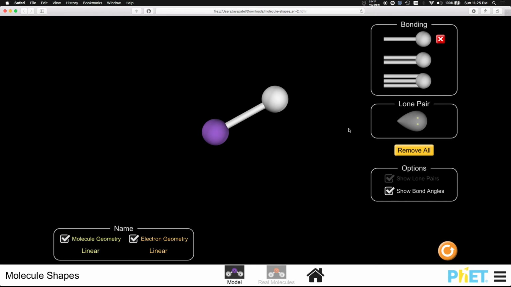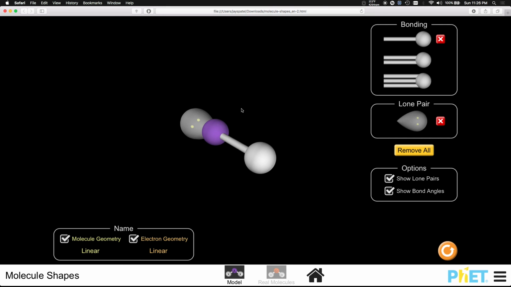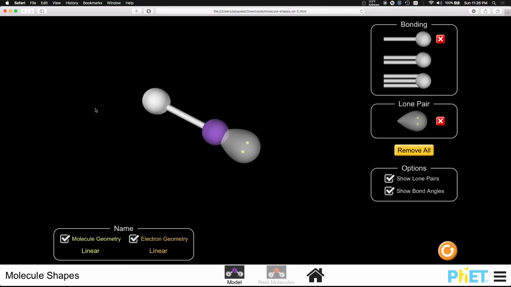So I'm going to add, first off, just another atom. We don't really care about electronegativity at this moment, but we just know that there are two atoms bonded by a single bond here. And we look at the shape here, and it's already linear. If I add a lone pair, see how it's still linear? Nothing has changed. So let me go and undo that.